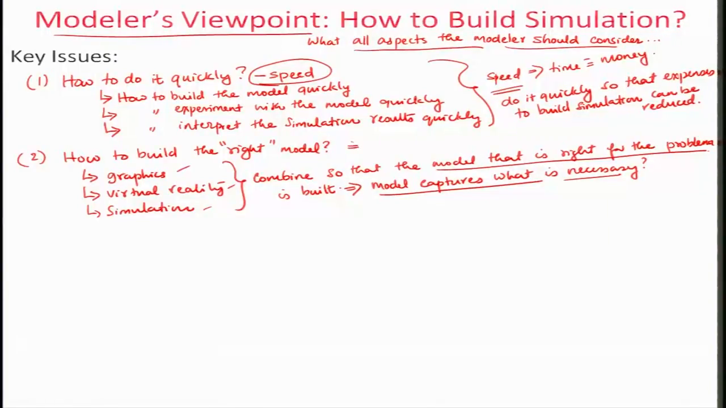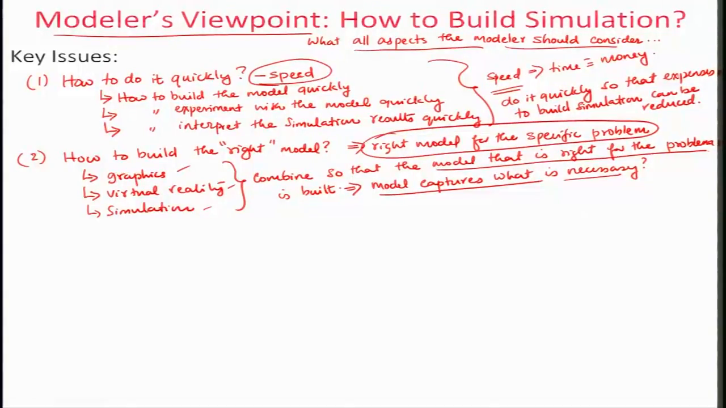So, this means the right model for the specific problem. This is what we need to think is important here: the right model for the specific problem. Whatever be the specific problem, we are interested in building the right model for it, or the model that is appropriate. It is the appropriateness of the model that we are talking about.